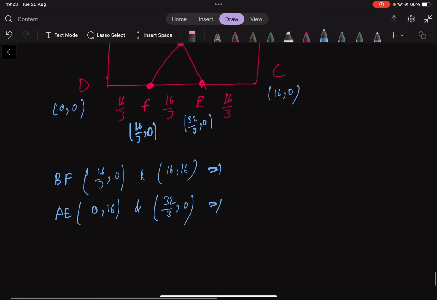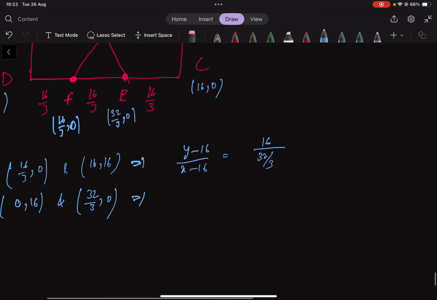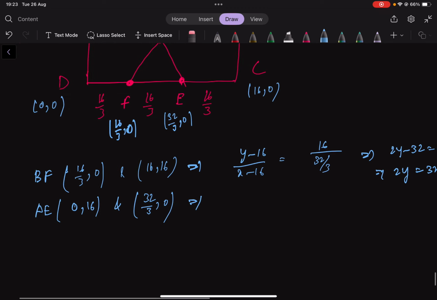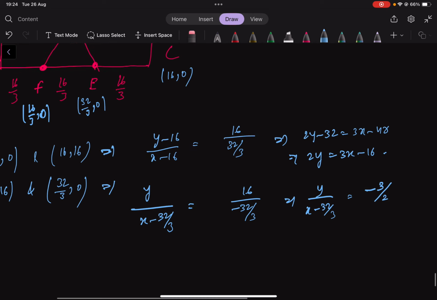First, the line equation will be (y minus 16) by (x minus 16) is equal to 16 by (32 by 3), which is 3 by 2. So 2y minus 32 is 3x minus 48, which means 2y is 3x minus 16. In a similar way, y by (x minus 32 by 3) is equal to 16 by minus 32 by 3, which is minus 3 by 2. So 2y is equal to minus 3x plus 32, that is, 3x plus 2y is equal to 32.